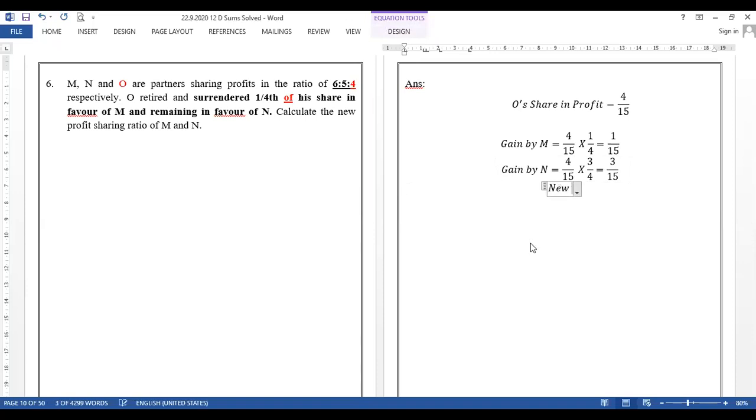The same thing now, new ratio is equal to old plus gain. Let me write it for M. Old share is 6 by 15, plus 1 by 15 is the gain, so it will be 7 by 15. And for N, old is 5 by 15 plus gain is 3 by 15. So 5 plus 3 is 8 by 15. So new ratio is equal to 7 ratio 8.